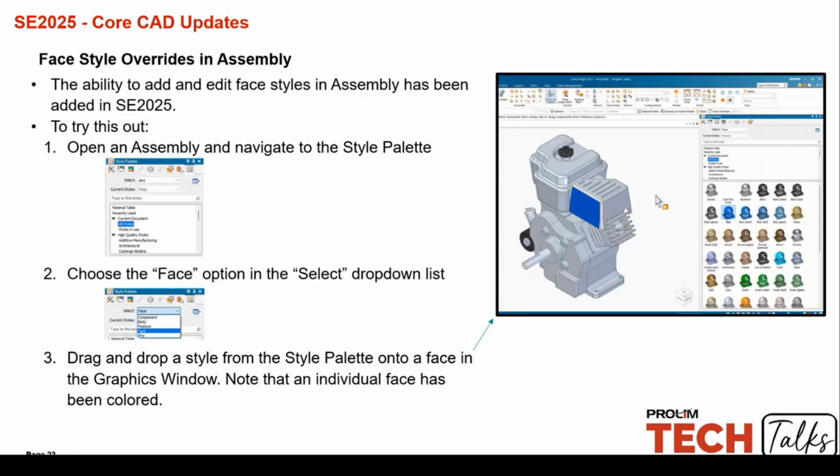There's also been some face style overrides enhancements in the assembly environment. So the ability to add or edit face styles in the assembly has been added to this release. Again, the steps to this process is to open up the assembly and navigate to the style palette. Choose which face option you want to select from the drop-down list, and then drag and drop that style from the style palette onto the face in the graphic window. So individual faces have been colored too, so we're able to do that.